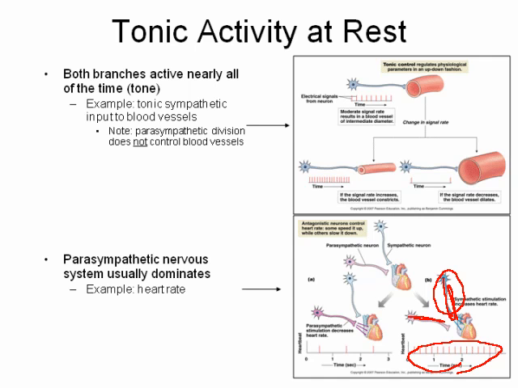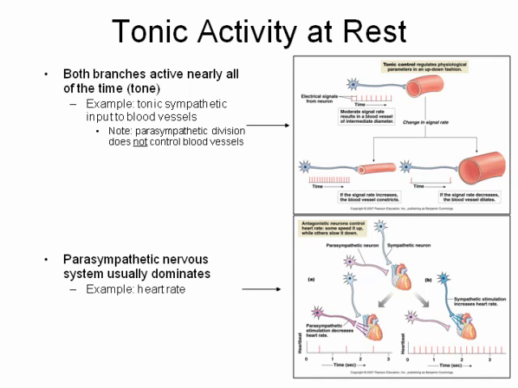But there is still a certain amount of tonic activity in each of these two halves, in both the parasympathetic and sympathetic. It's just in this case, we have more in the sympathetic and less in the parasympathetic, whereas in this case, we have more in the parasympathetic and less in the sympathetic itself.